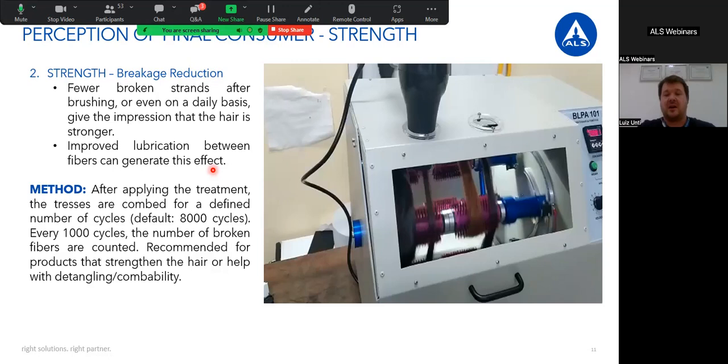So these are two completely different methods that we can use depending on how we understand the claim: if we're going to talk about tensile strength, load, force, the structure of the hair, or if we are going to talk about how the strength is perceived by the final consumer.